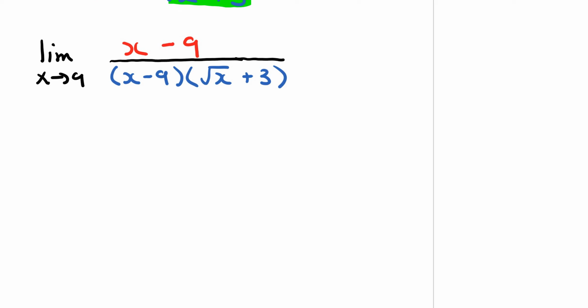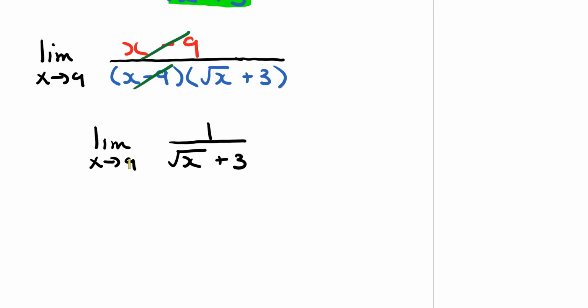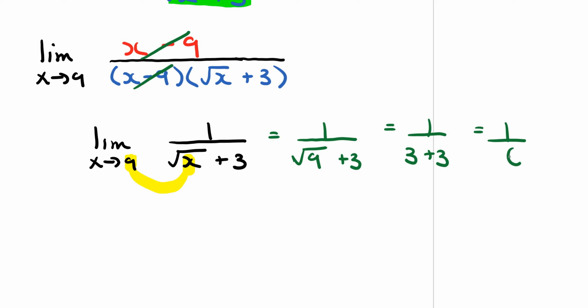And then you'll notice that the x minus 9 and the x minus 9 will cancel out. So now you have the limit as x approaches 9 of 1 on the numerator, and on the denominator there's root x plus 3. Now we can apply a direct substitution step here. If we do that, I get 1 over the square root of 9 plus 3, which is 1 over 3 plus 3, which is going to be 1 over 6. It's very important that you're very comfortable with multiplying by the conjugate.